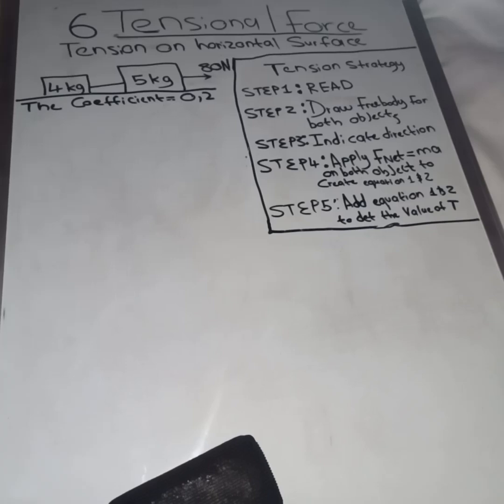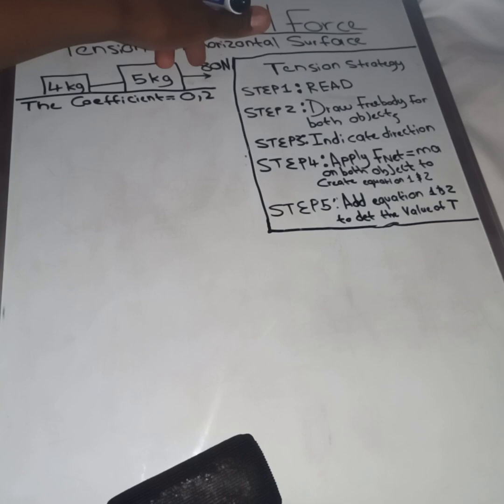Tensional force. How to calculate tension on a horizontal surface. We are going to use the tension strategy in order to calculate the magnitude and direction of a tension. We are given two blocks, 5 kg being pulled with what? 80 Newton, and 4 kg being pulled by what? By tension.